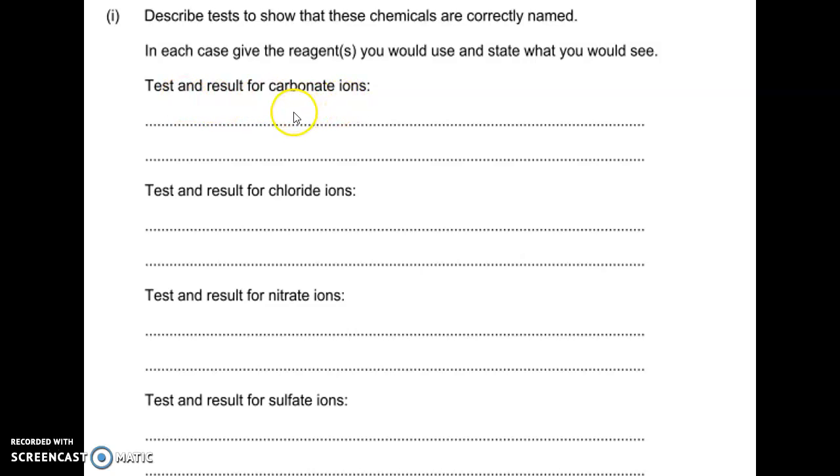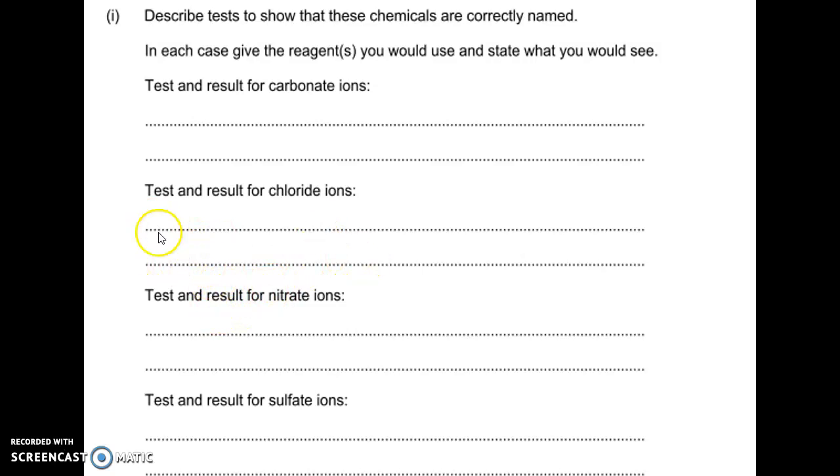Test and result for carbonate ions. Add dilute hydrochloric acid. Bubbles of a gas are given off. Pass the gas through lime water. Lime water turns cloudy. Test and result for chloride ions. Add dilute nitric acid followed by silver nitrate solution. A white precipitate is formed.